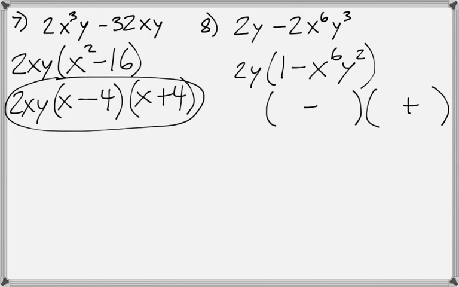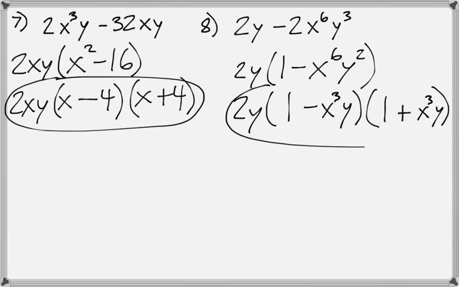It kind of looks like a battery almost. So in the first two blanks, what times itself gives you 1? That would be 1. In the second two blanks, what times itself gives you x to the 6 y squared? And that would be x to the 3 y. So again, it's like we're dividing the exponent by 2. And again, we cannot forget our GCF of 2y.